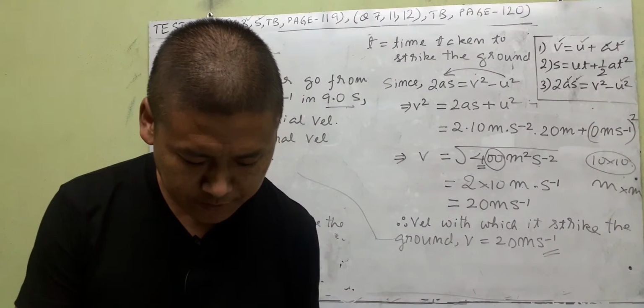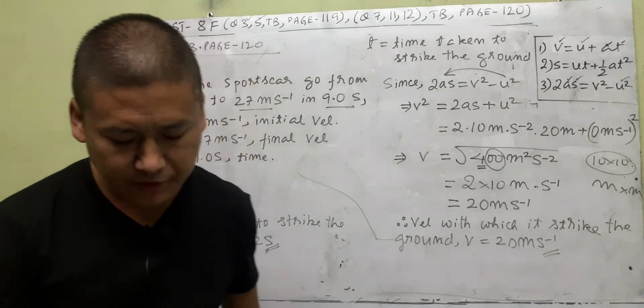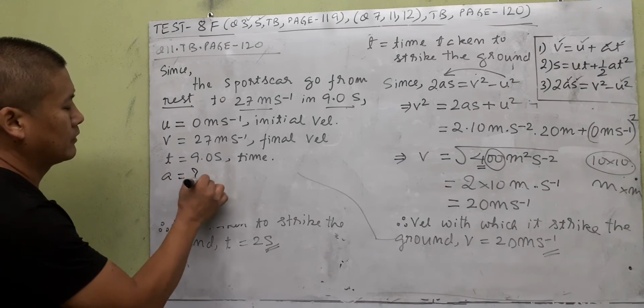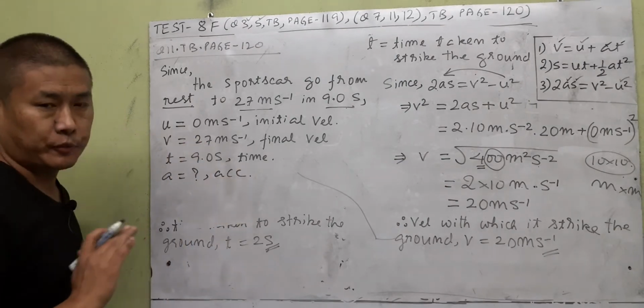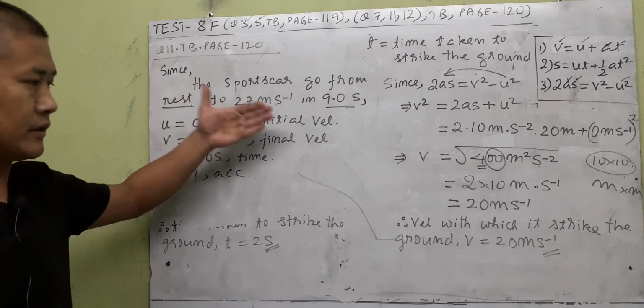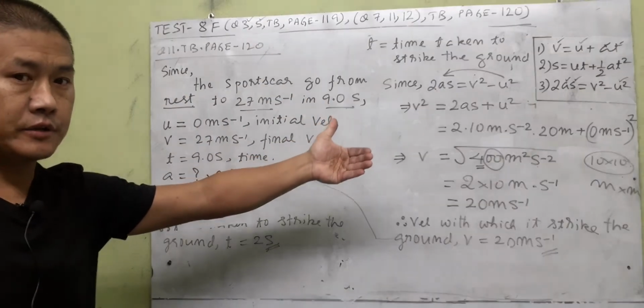With this information, the question is asking what is the magnitude of its acceleration. So we have to find out A. Definitely this is going to be positive acceleration, because from 0 to 27 the velocity is increasing. Velocity increasing is positive acceleration.